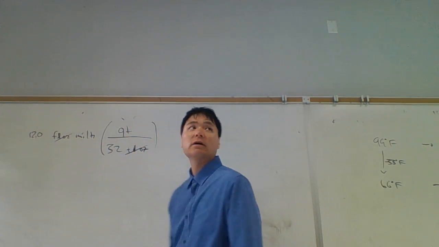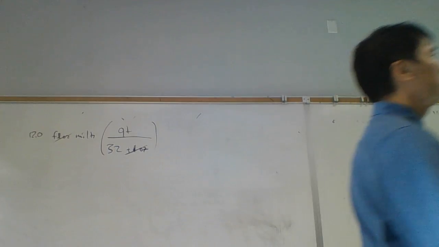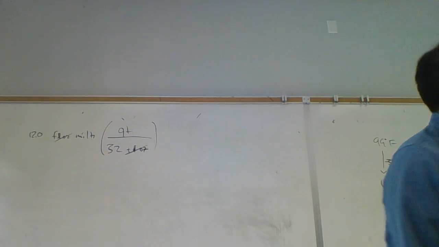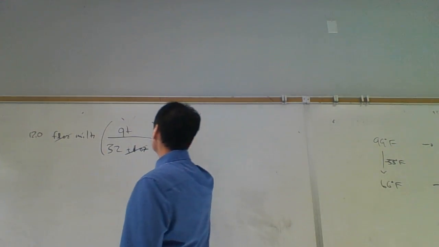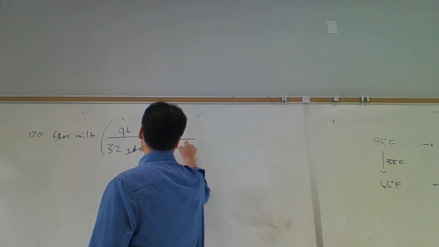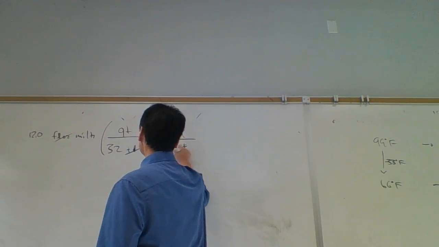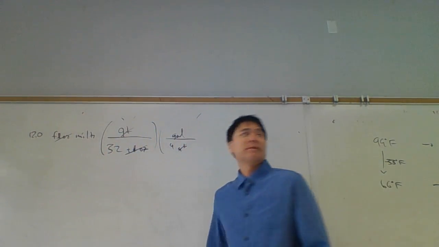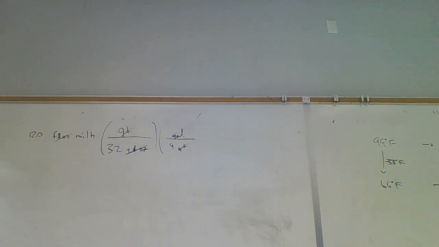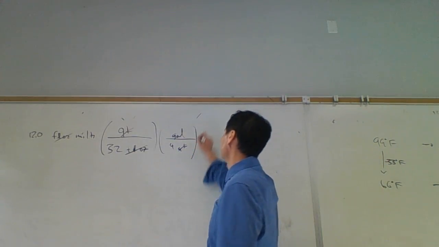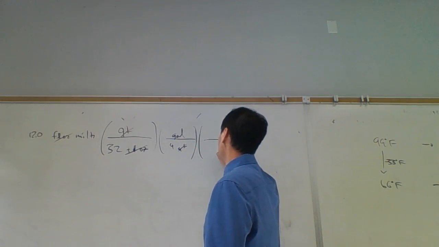Now we have quarts of milk. Do we have something that gets rid of quarts of milk? No. We don't, but we do have quarts and gallons. So 4 quarts in a gallon. Now we have gallons of milk. Is there something that gets rid of gallons of milk? No. But we do have something that gets rid of gallons. What is it? This is pretty convenient.